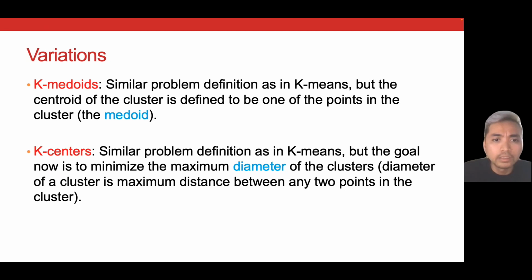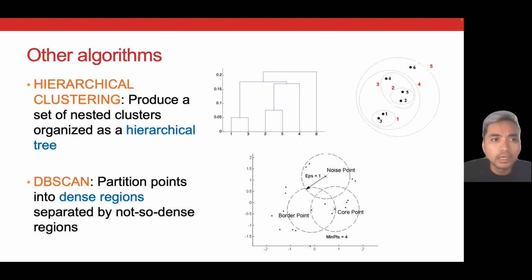There are other algorithms that we can use as an alternative to k-means. First is hierarchical clustering, where we produce nested clusters organized as a hierarchical tree. And next is DBSCAN, which partitions points into dense regions separated by not so dense regions.